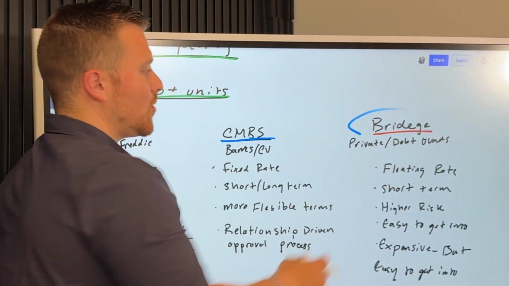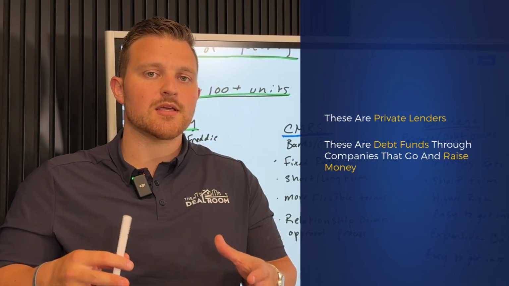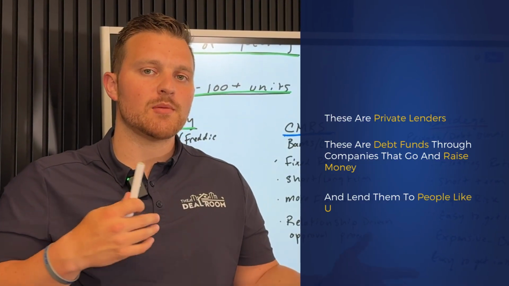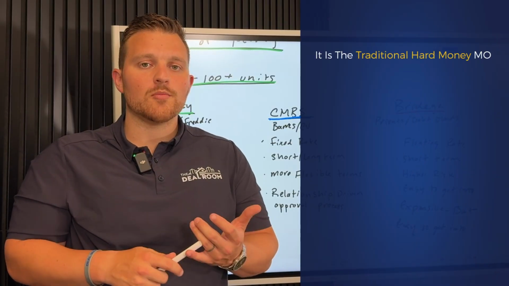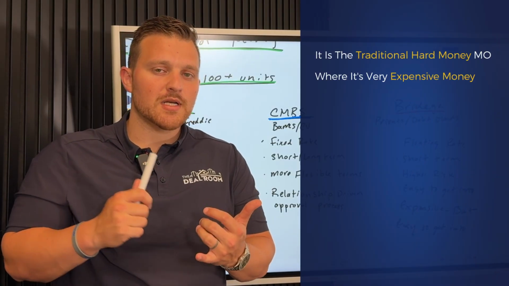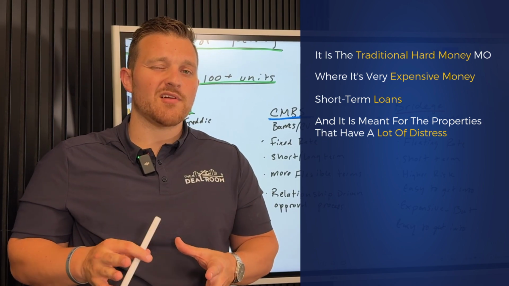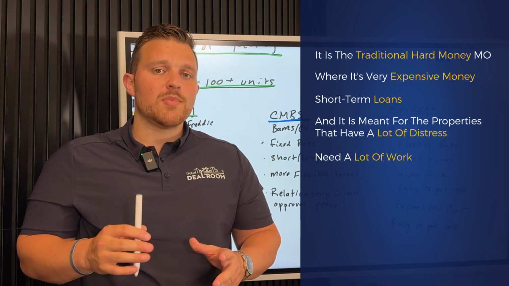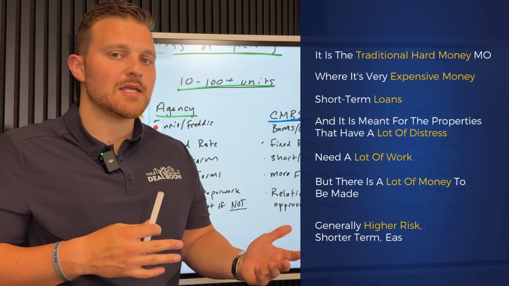Over in the big commercial world, these are private lenders and debt funds, literally companies that go and raise money and lend it to people like us. They're playing at a much larger scale, but it is the traditional hard money MO: very expensive money, short-term loans, meant for properties that have a lot of distress and need a lot of work, but there is a lot of money to be made. Generally higher risk, shorter term, easier to get.